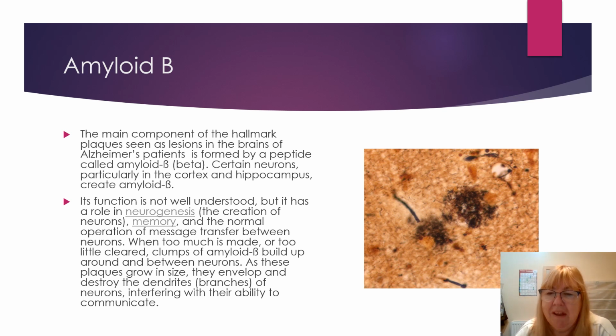So this is a very magnified picture of amyloid B. You can see it. They look like little lesions in the brain, and it's a peptide called amyloid B, and we're not really 100% sure exactly what it does. We know it has to be there, and if too much of it is made, it causes a problem.